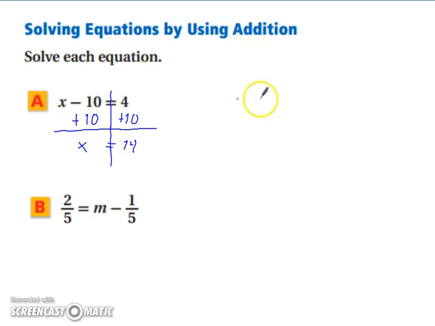Let's double check our work. So if x equals 14, we're going to substitute 14 in for x. So 14 minus 10, does that equal 4? Yes, it does. So we're good to go. Take a moment and pause the video and try b on your own.